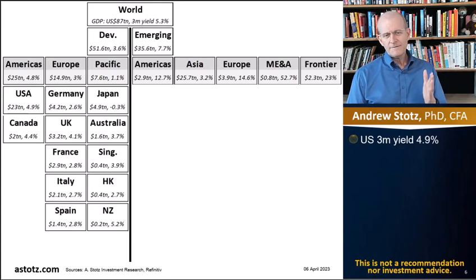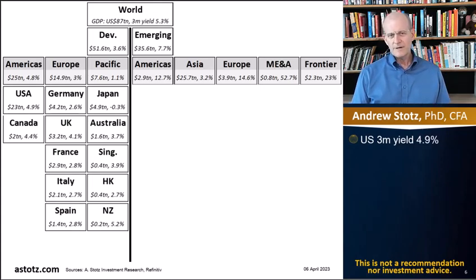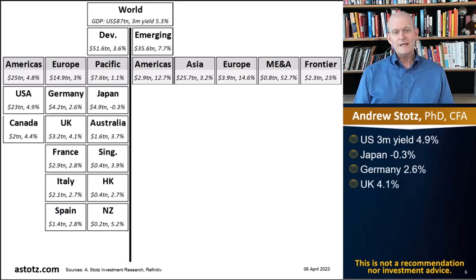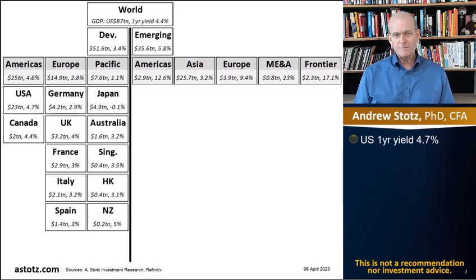What you're going to see on the left-hand side of this is the countries in Americas, Europe, and Pacific. Let's look at this. This is 3-month yields. The U.S. 3-month yield is at 4.9%. Japan is at minus 0.3, so still negative. Germany is at 2.6, so still pretty low. UK is at 4.1, and France is at 2.8, also pretty low. And now that oil and gas prices have fallen a lot in Europe, it's quite possible that they may not need to raise them as much.